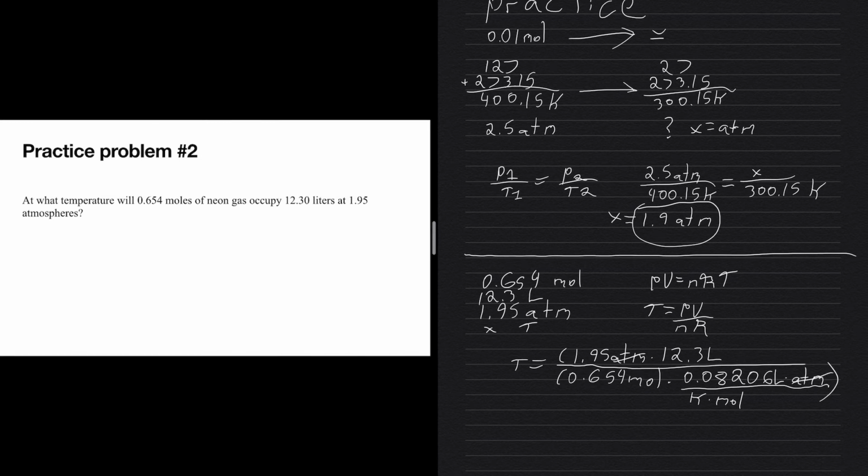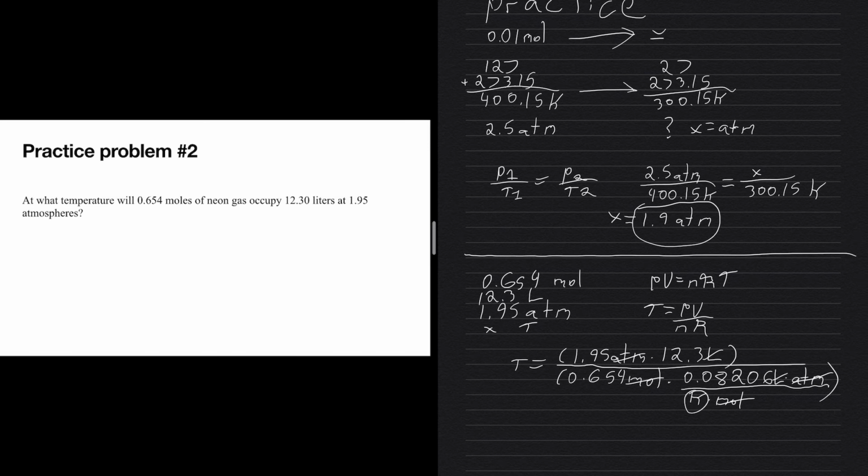Okay, so now we're going to start canceling out units. So we see ATM, ATM. I see liters, and I see liters. I see moles, and I see moles. So I have those canceled out, and now I just have K left, which is temperature, which is what we're trying to find. So now it's just as simple as putting this into a calculator.